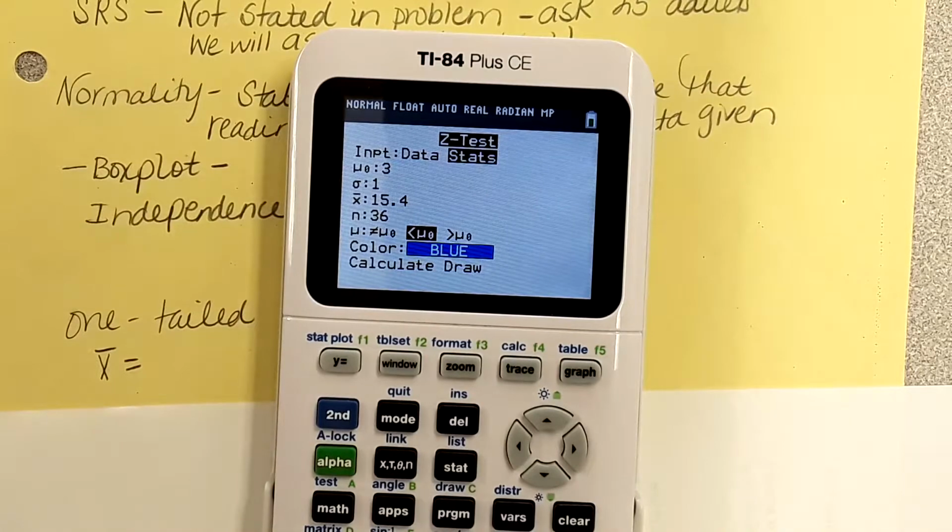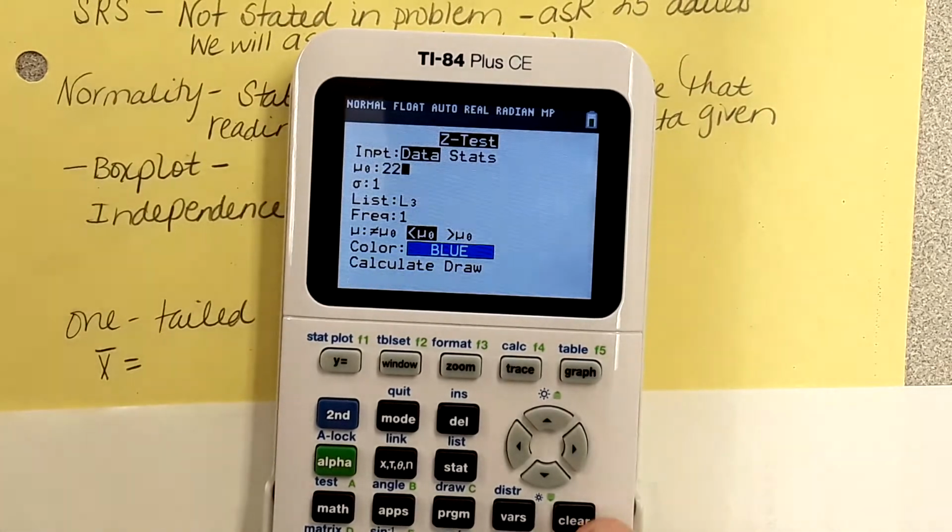Now your calculator asks you, hey, do you know data or do you know stats? Well, if you put stuff in your list, that means you know data. Okay, and then what did they say the mean score was? What was the mu? 22. And what was our sigma?